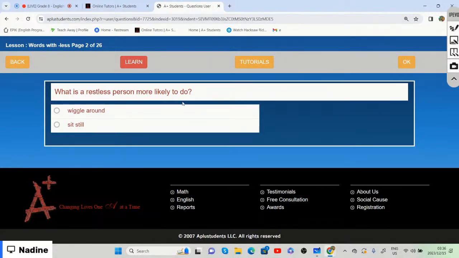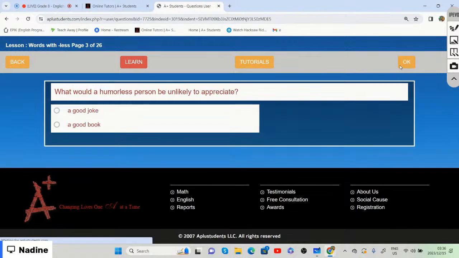So what is the restless person more likely to do? Restless. Is it to wiggle around or to sit still? So a restless person is more likely to wiggle around. They cannot sit still.